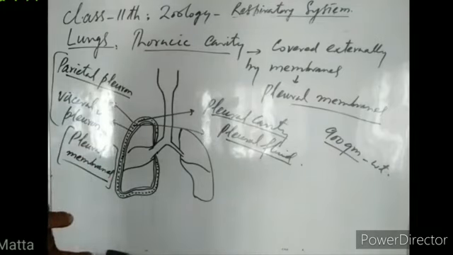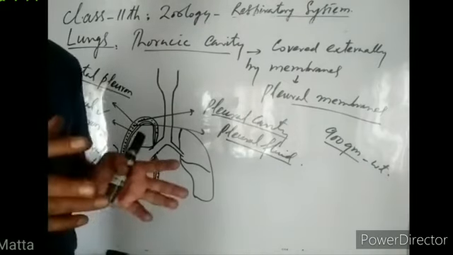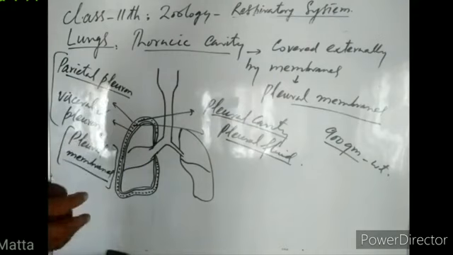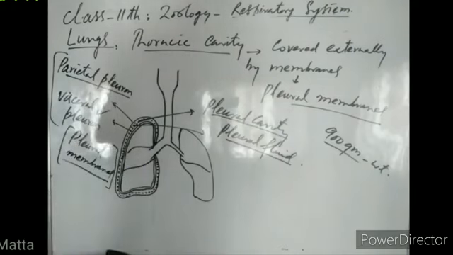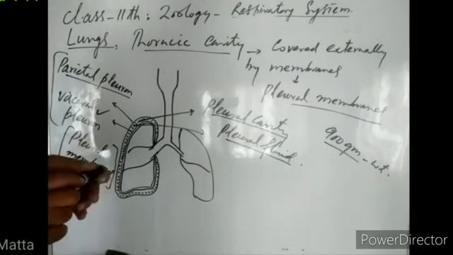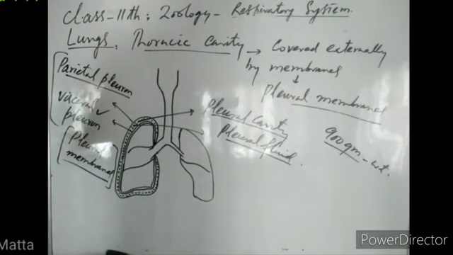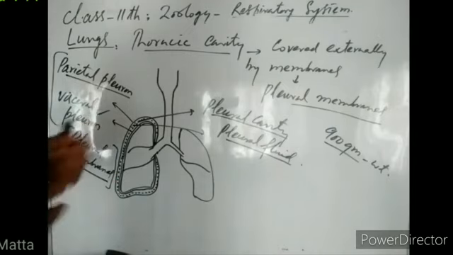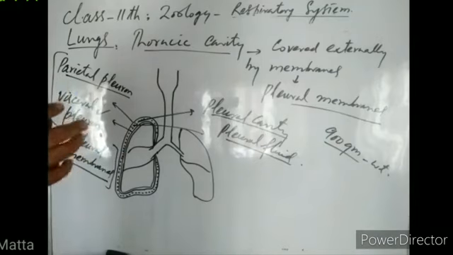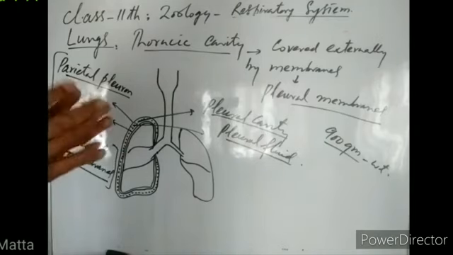Number second, they act as a shock absorber around the lungs. If any mechanical shock is applied, that shock is absorbed by the fluid present in this pleural cavity. So this fluid absorbs the shock, protecting the lungs from mechanical injury. Number third, it provides frictionless movement to the lungs.